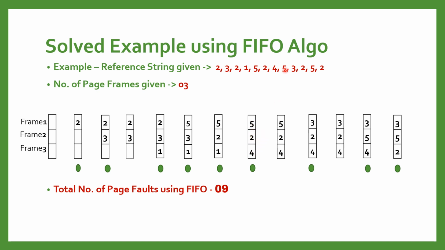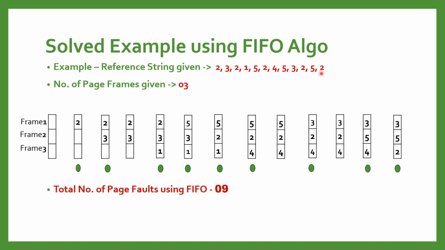Now let's come to this 5. 5 is already there, so it will remain the same, no page fault. Then 3. All the frames are occupied and 3 is not there, so we will replace the oldest frame, that is 5, and the new image of RAM is 3, 2, 4, and this page fault occurred. Likewise 2, which is already there, so no page fault. Again 5, we'll check here, 5 is not there, so we will replace this page frame and load 5 in it, so a page fault was there.